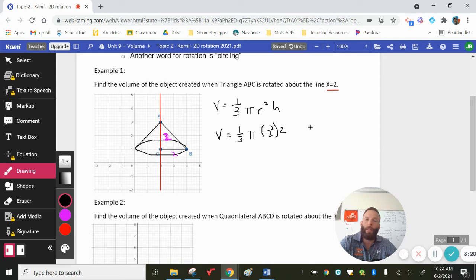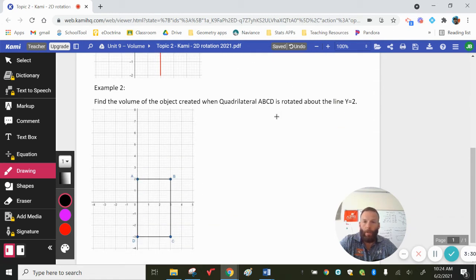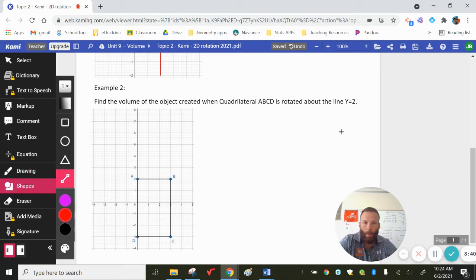How about down here? This one says find the volume of the object created when the quadrilateral ABCD is rotated about the line y equals 2. Again, let me start by drawing that line y equals 2. This time it's going to cross the y-axis at 2. So this is not a vertical line, but a horizontal line right here. There's my line of rotation, the axis of rotation, I should call it.